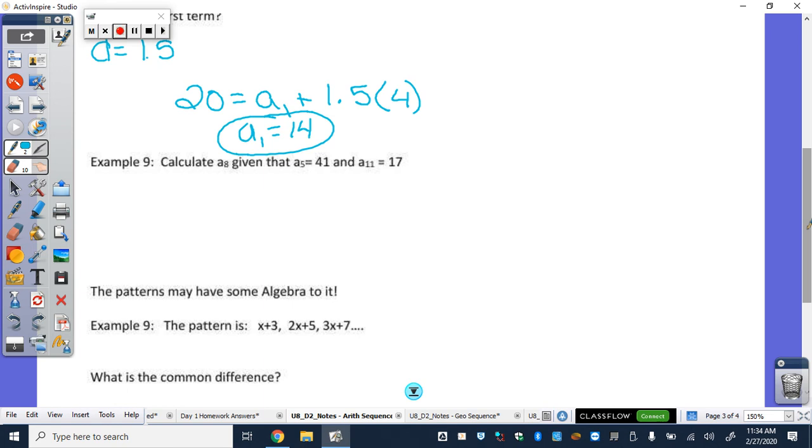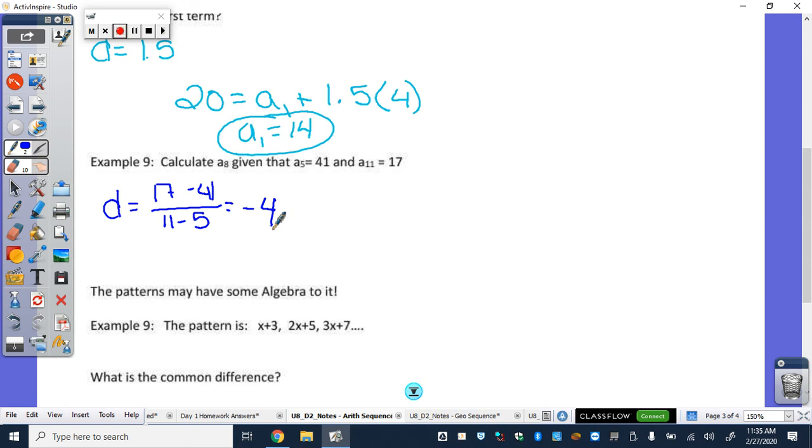So 9, we've got to find our 8th term. Given that our 5th term is a 41, our 11th term is a 17. So again, using our slope formula, let's figure out our common difference. So 17 minus the 41 over 11 minus 5. What does that give us? -4. So our common difference is -4.